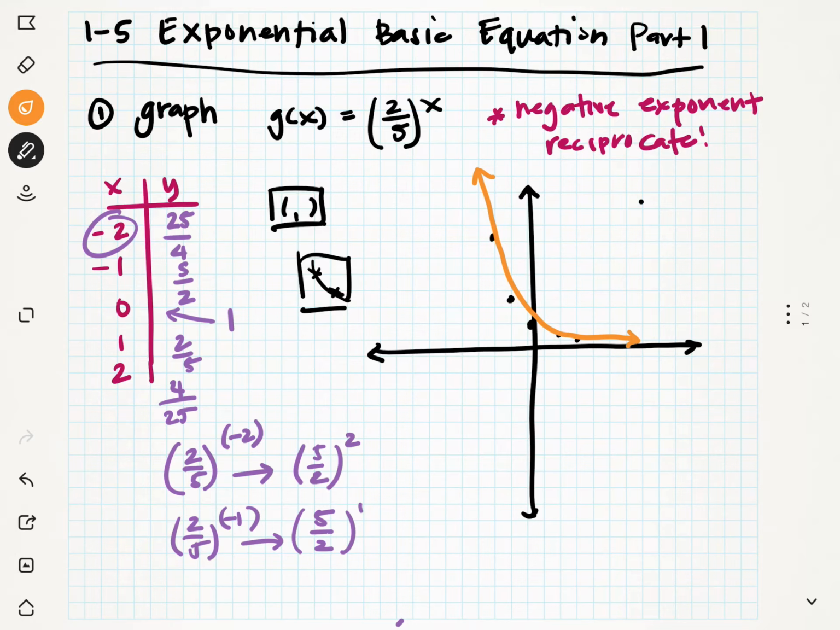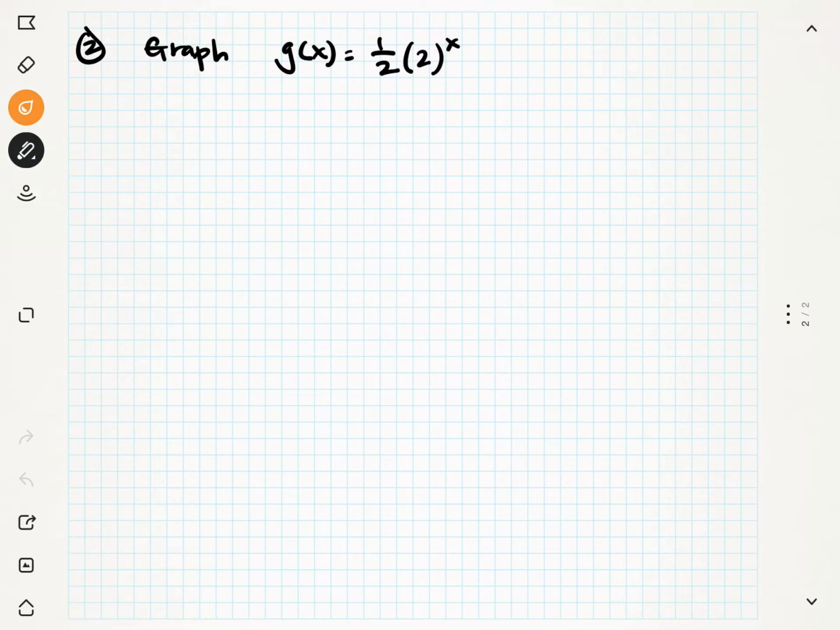If you didn't and the line jumps all over the place, then one of the points that you plotted might be wrong. All right, so just to recap, the first step is going to make a table. 2, we're going to use this button to plot the points. And then 3, you're going to use this graph button to graph it.